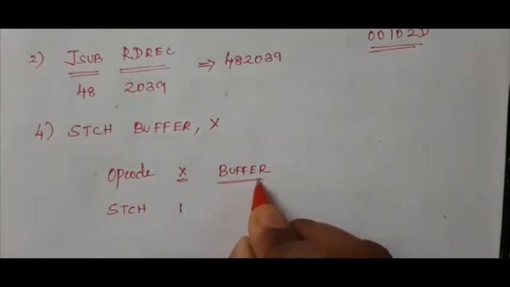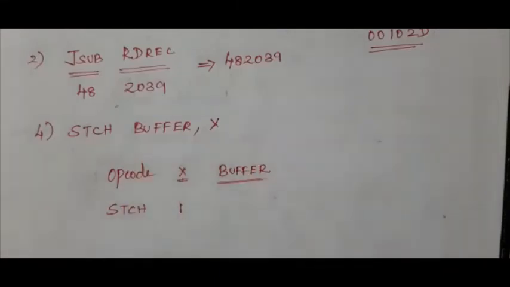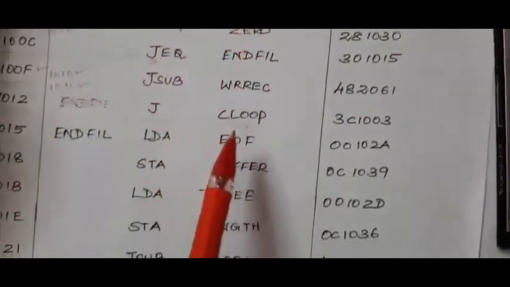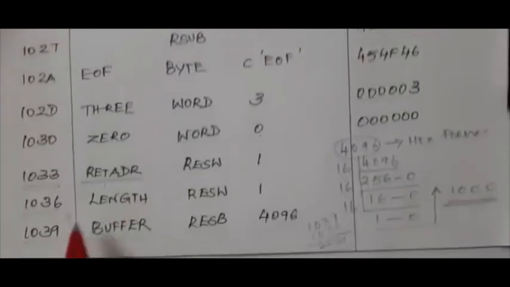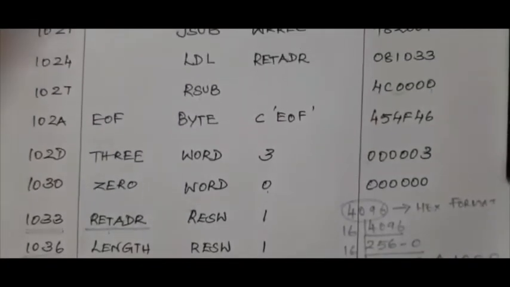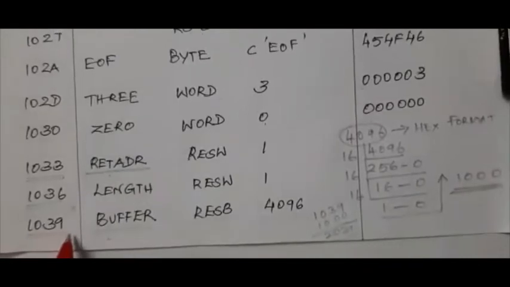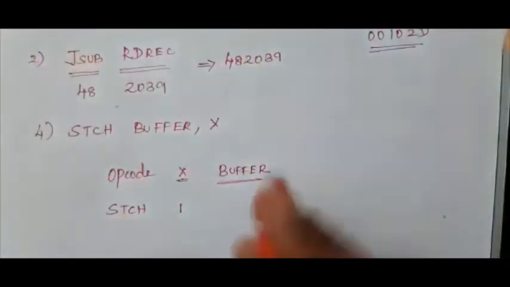The address of the buffer starts from where? Shall we see from here? Okay, this is the assembly programming, the starting of the program. So the buffer starts from here. So the address of the buffer is what? 1039. So we'll write it here.